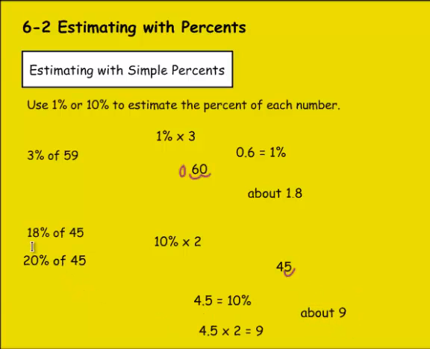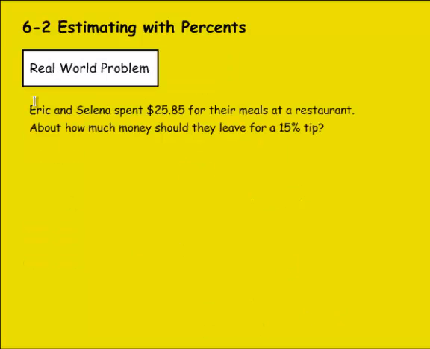So just to recap again, we had 20% of 45. 20% is 10% times 2. So we found 10% of 45, which is 4.5. Multiply that times 2, and that gave us 9. Let's use a word problem then. It says Eric and Selena spent $25.85 for their meals at a restaurant. How much money should they leave for a 15% tip? Well, I know that 15% would be 10% plus 5%. That's usually how I solve these when I'm at the restaurant. So first we could find 10% of this meal, then we could find 5% of this meal, and then add those totals together and get our tip amount.